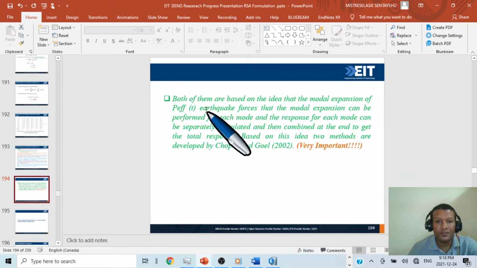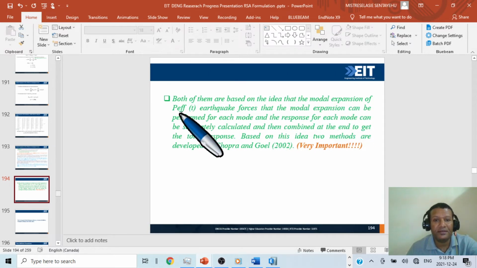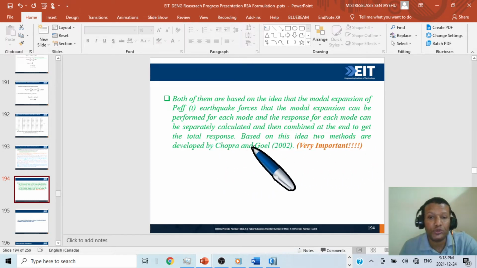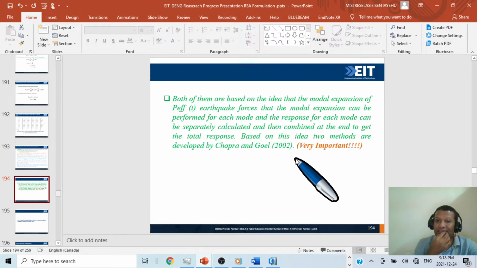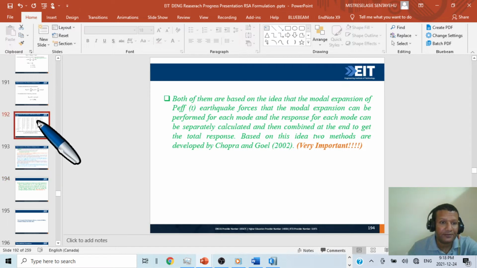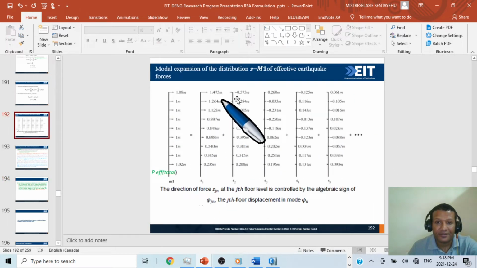Let's continue. Both of them are based on the idea that the modal expansion of P effective total earthquake force can be performed for each mode, and the response for each mode can be separately calculated and then combined at the end to get the total response. Based on this idea, two methods were developed by Chopra and Goel. So this is a very important point to discuss. As we have seen here, this is the idea.